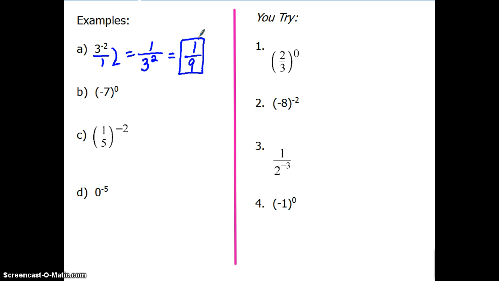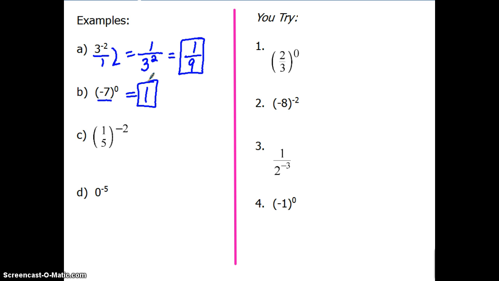All right, take a look at example B. Negative 7 to the 0 power. On the last slide, we talked about anything to the 0 power is 1. I have negative 7 to the 0 power. It does not matter what that base is. If it's raised to an exponent of 0, then the answer is 1.